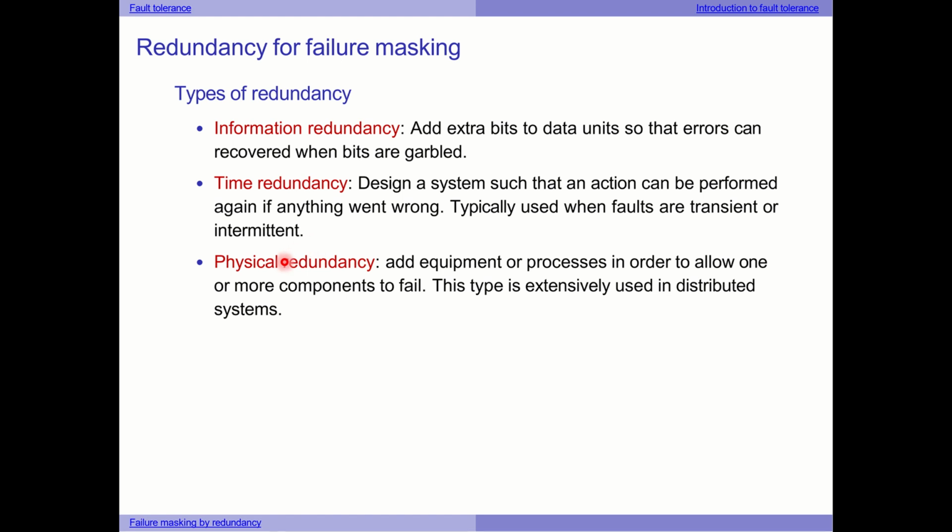And then finally we have physical redundancy, where we add equipment or processes in order to allow one or more components to fail. This type is extensively used in distributed systems. So I'll stop here now and we'll continue in the next video.